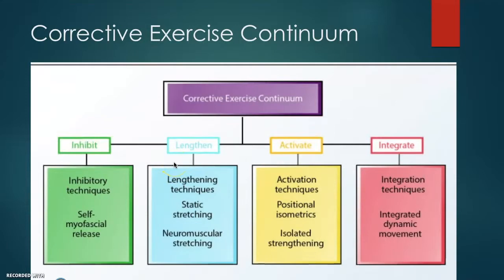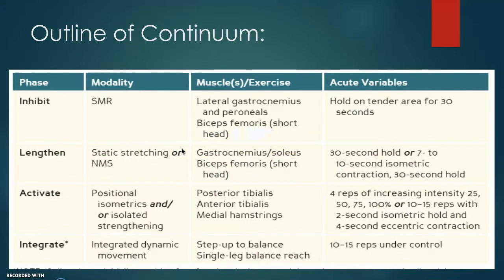Now this will take us into our exercise continuum. Based on what we have found through our testing, we can now take the subject through the corrective exercise continuum, in which we will inhibit and lengthen the overactive muscles, activate the underactive ones, and incorporate an integrated exercise which uses both the under and overactive muscles. There will be more detail on each step of the continuum in the following sections.